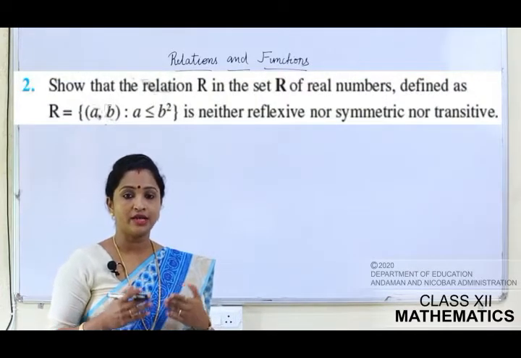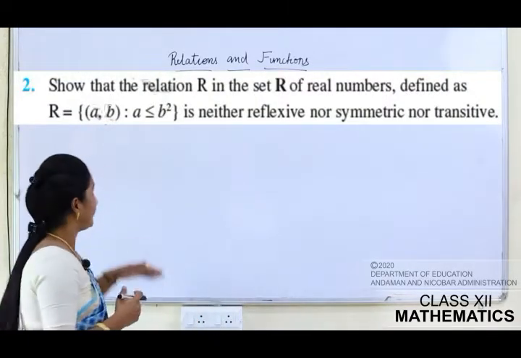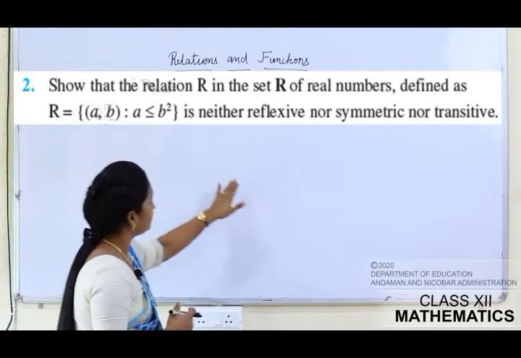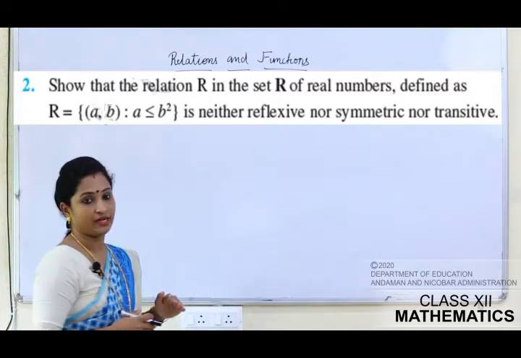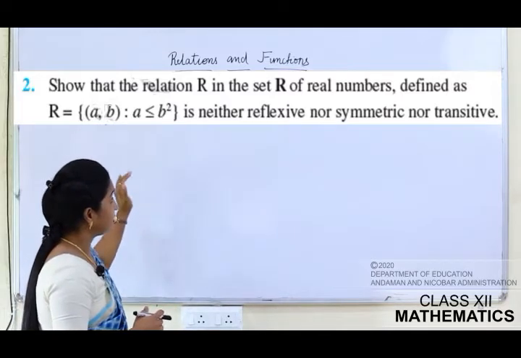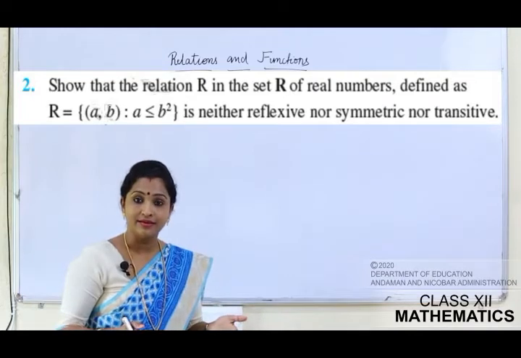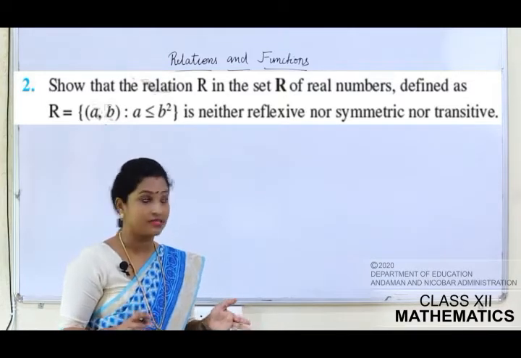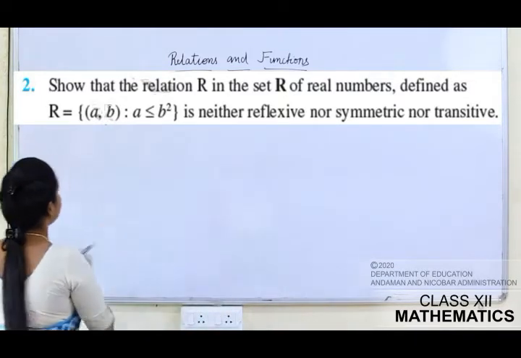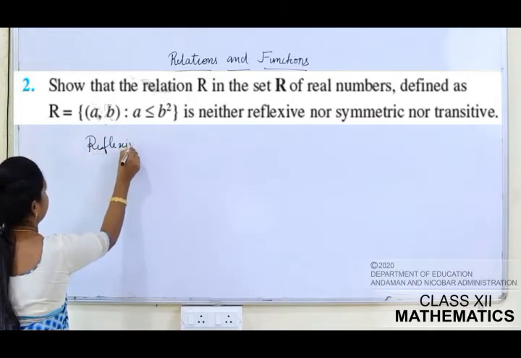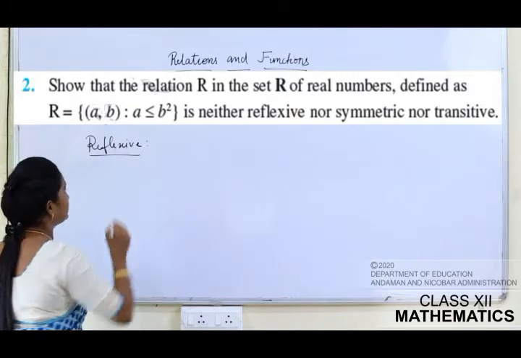Show that the relation R in the set R of real numbers, defined as R = {(a, b) : a ≤ b²}, is neither reflexive nor symmetric nor transitive. ठीक है, आपको ये बताना है कि ये जो क्वेश्चन में this relation है, is neither symmetric nor reflexive nor transitive. Okay, now we will first see the reflexive condition.